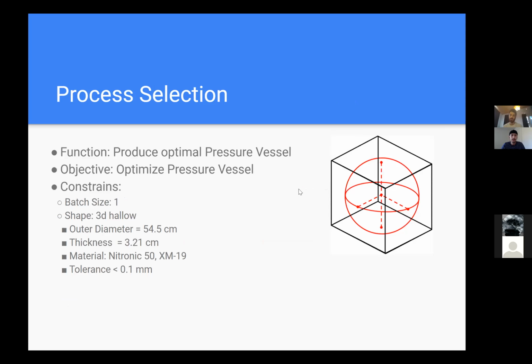All right, so I'm going to go real quickly through our process selection. For our submersible, we're really only making one pressure vessel, so our batch size will be one. Our shape is a three-dimensional hollow sphere. We're going to have an outer diameter of 4.5 centimeters and a thickness of 3.21 centimeters. Our material is Nitronic 50 XM19, and we want a tolerance of less than 0.1 millimeters.